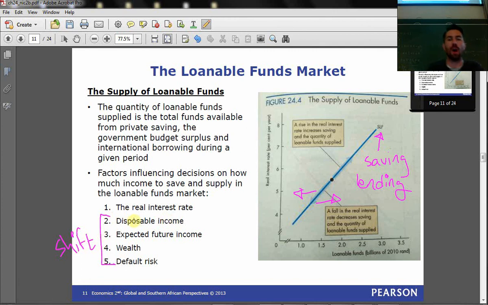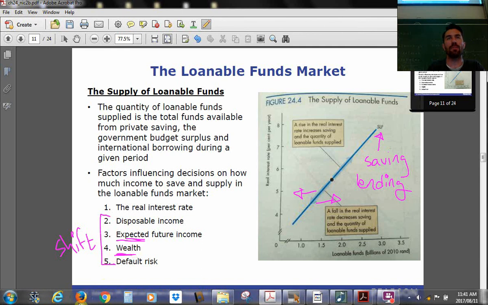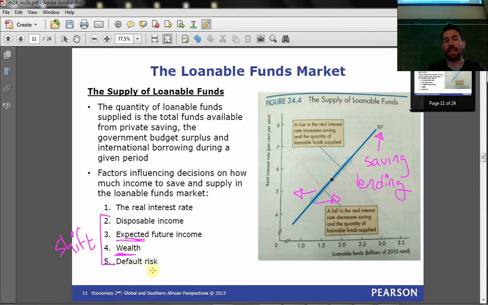Those 4 things are your current level of income, your expected future income, in other words, once again, expectations, your current levels of wealth, and your current expectation of how risky this current venture is. In other words, if you think that there's a lot of risk attached, you're going to demand a higher interest rate. Your supply of loanable funds curve shifts to the left.